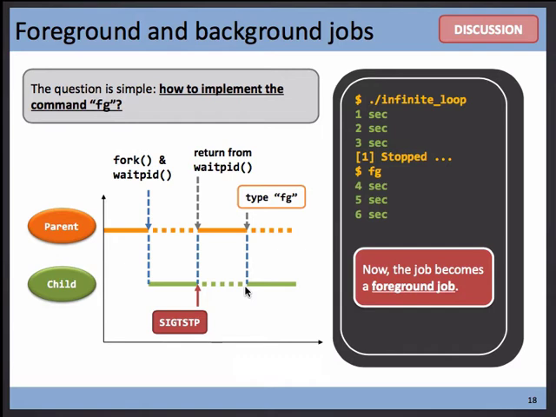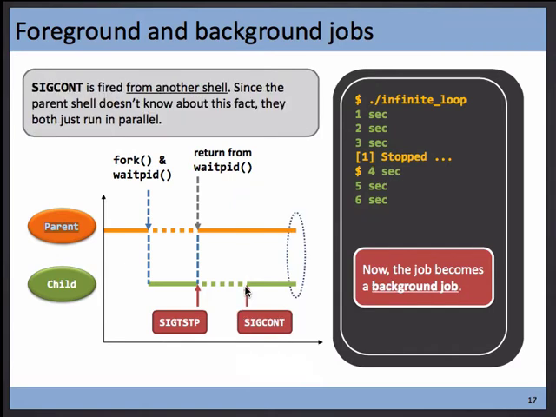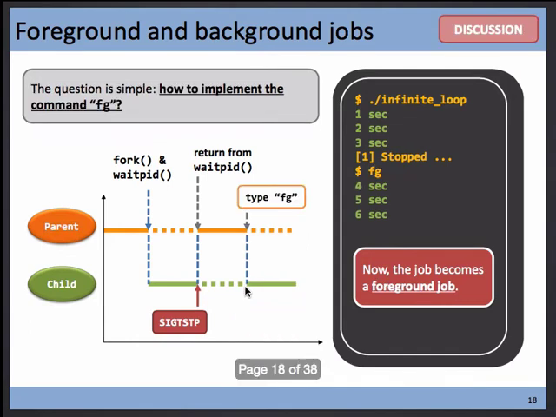Then what should you do? If I just send a signal to this location, as in the previous case, this is not what we want, right? What we want is something like this. When I type foreground, you send a continuation signal, yet the shell will be waiting for a termination or another suspension of this green guy. How to implement it? Any idea?